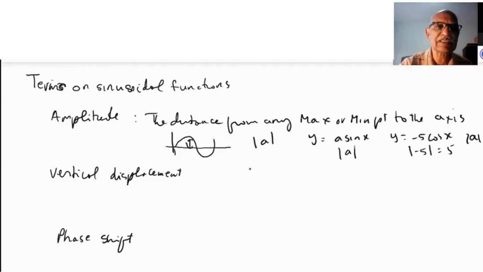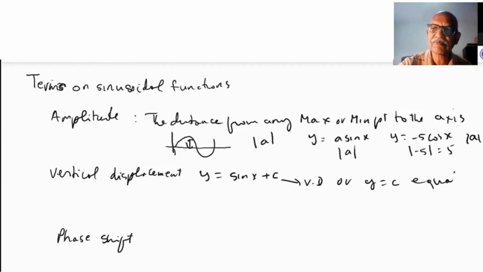Okay, so vertical displacement. Vertical displacement is when I have an equation y equal to sine x plus c. C is the vertical displacement, or y equal to c is called the equation of the axis, the new axis. For the transformation, y equal to c will be the equation of the axis. Instead of the x-axis, the equation becomes y equal to c, and that will be the middle of the graph.